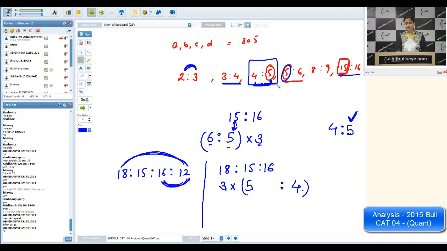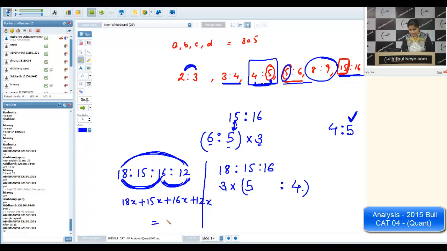Now 4 is to 5 we have used, 5 is to 6 we have used, 15 is to 16 we have used. We are left with 8 is to 9 ratio. Are we getting 8 is to 9 ratio? Yes, 18 is to 16. It means all the numbers are in this ratio. Now we can consider those numbers to be 18x, 15x, 16x plus 12x, which is given as 305. You can calculate the value of x now. Is it okay with you, all of you?